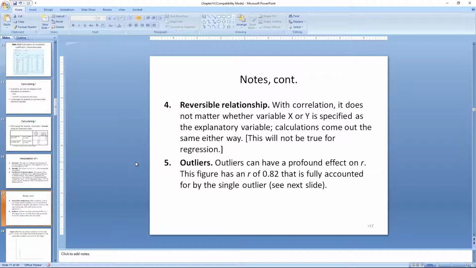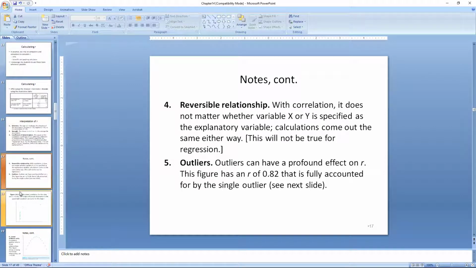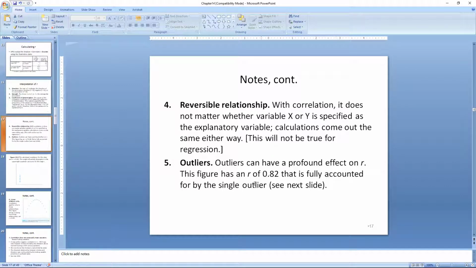Outliers can have a profound effect on r. This figure has an r of 0.82 that is fully accounted for by a single outlier. So as you can see, your data points go in a straight line up here except for one outlier found over here, and we have an r value of 0.82, which is a relatively strong r value, and it's all because of just one outlier. So outliers can have a profound effect on r.